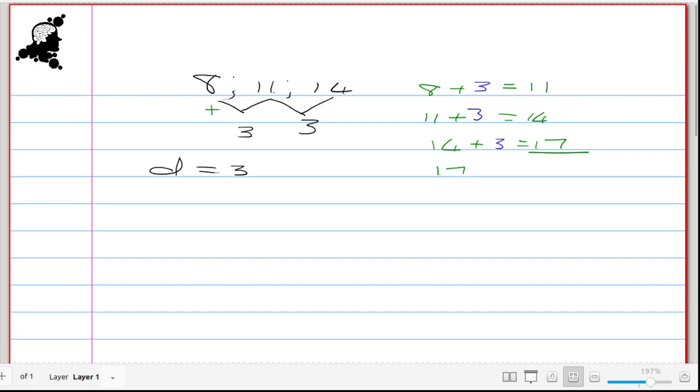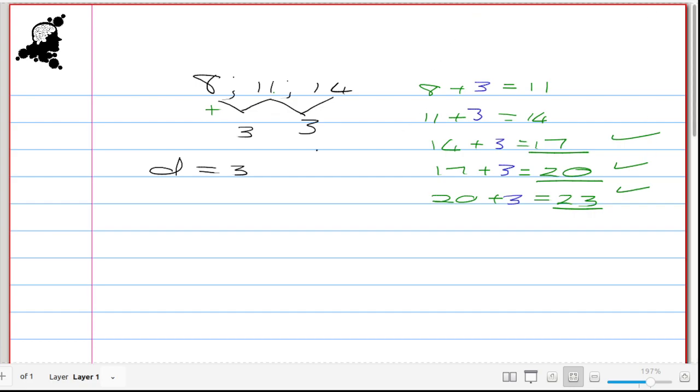I'm going to say 17 plus the common difference, and that is going to give me the next term in my sequence, which is 20. Then I take the same 20 plus the common difference, and this is going to give me 23. So the next three terms of the sequence are 17, 20, and 23.